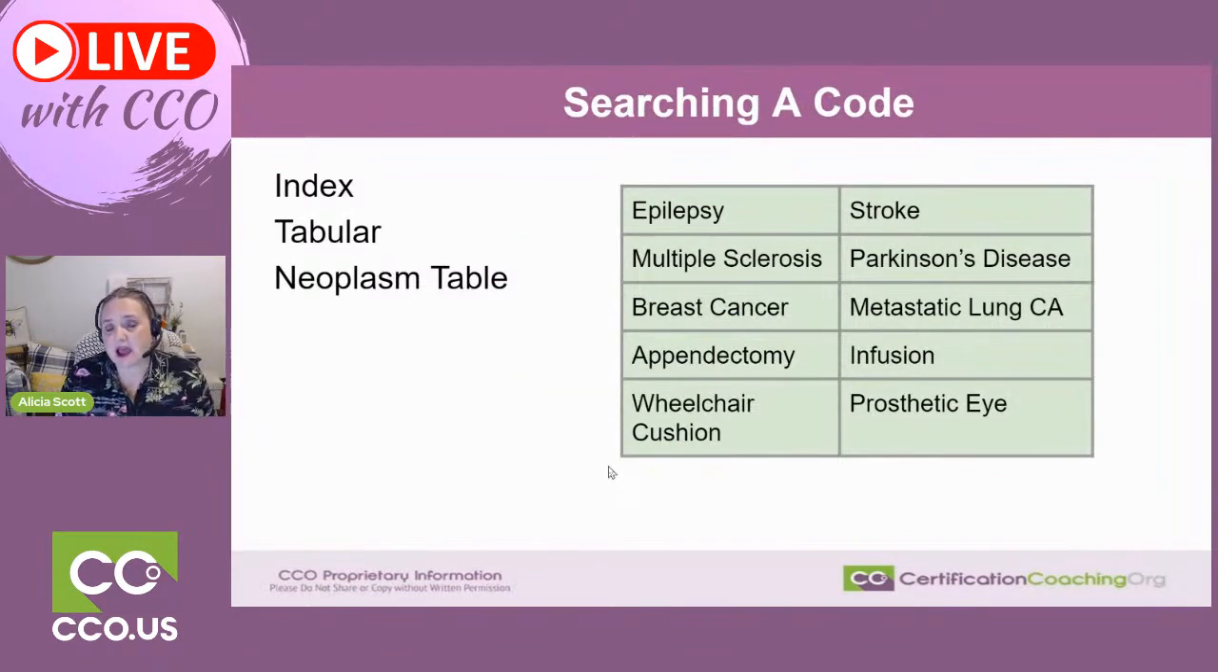Now let's talk about how we search for codes in an encoder. We have an index, we have the tabular, and we have a neoplasm table. We also have a table of drugs and chemicals. I didn't pull that out, but we can show that to you. I just picked up some diagnoses and procedures, and we're going to look those up and walk through those step by step. That way I can show you how an encoder works. Again, I use Find-A-Code. So the very first one that I thought we would walk through together is epilepsy.